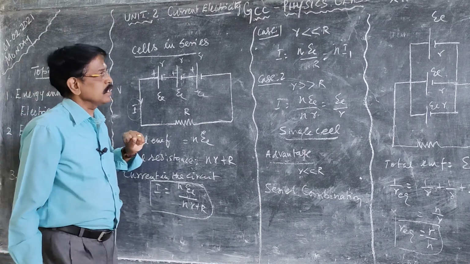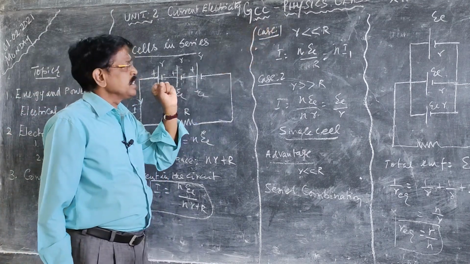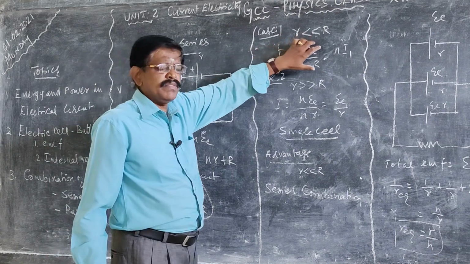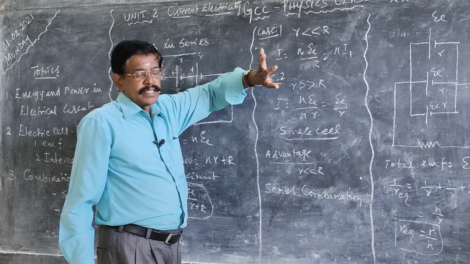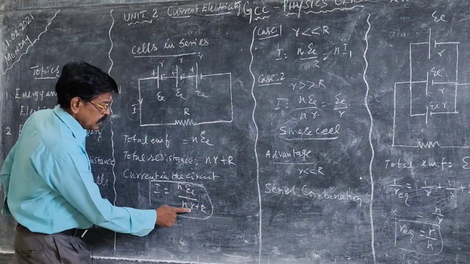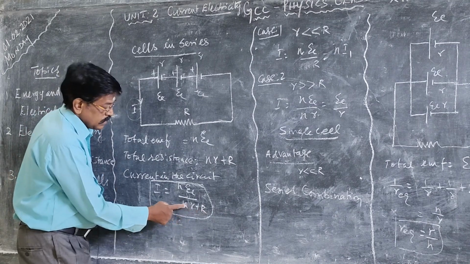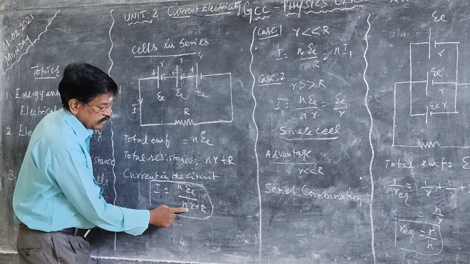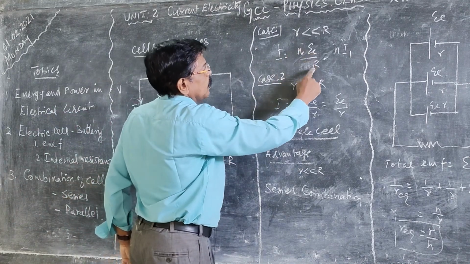Now let us consider case 1. Suppose the internal resistance is very, very much less than the external resistance. The internal resistance of a cell is small. If small r is very small compared with capital R, the term nr can be neglected. Only R will be remaining, so the current is n psi by R.